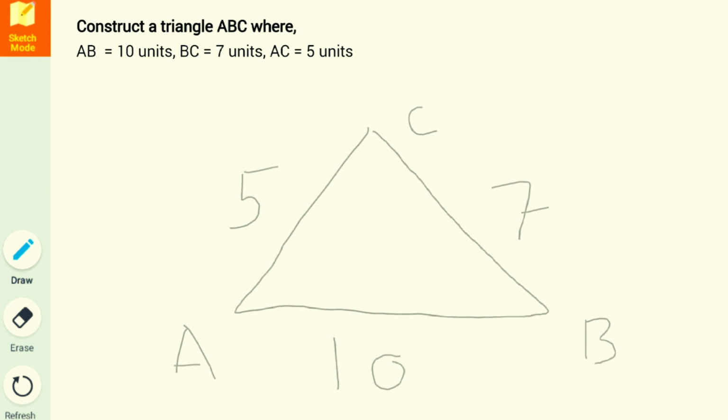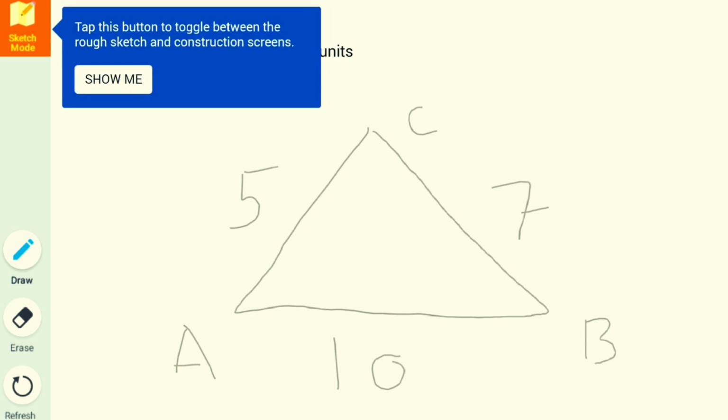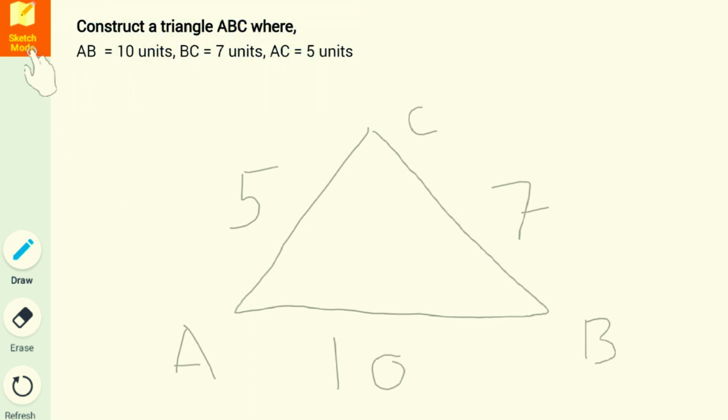We already have a rough diagram of the triangle we wish to construct, with points A, B, and C, whose lengths are AB is the value of 10, AC is the value of 5, and BC is the value of 7. Now, the first step when we're constructing a triangle is to choose any base. And in this example, let's go with base AB of the value 10.